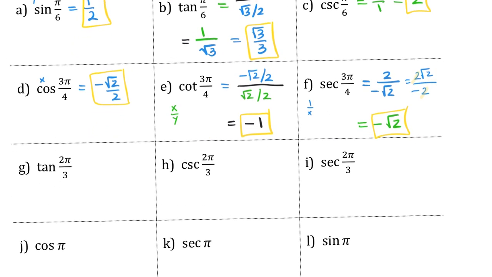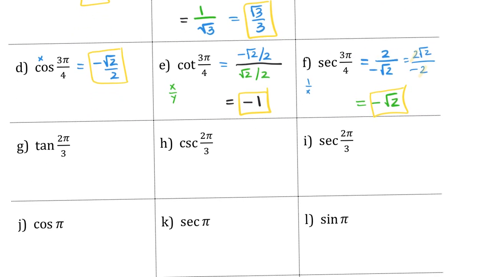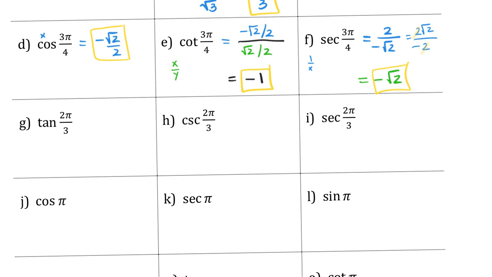Okay, let's try the next one. So we got tangent of 2 pi over 3. Tangent is y over x. Let's look at my circle for 2 pi over 3. Okay, root 3 over 2 over negative 1/2. What cancels? The 2's cancel. And then what do I have? I have root 3 divided by negative 1, which is negative root 3.